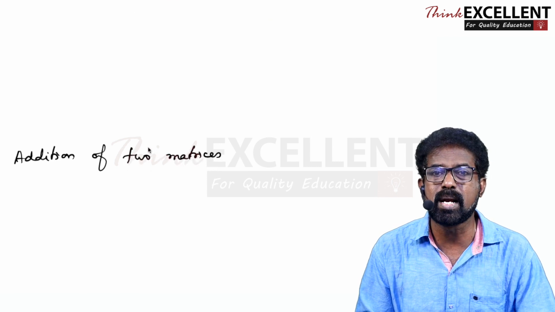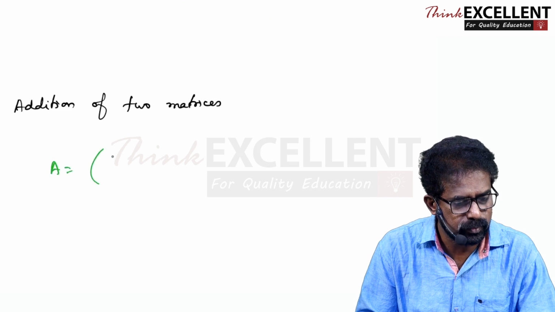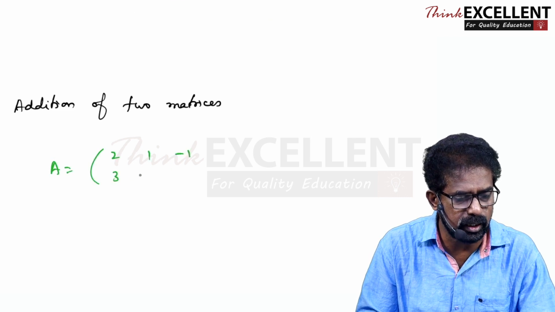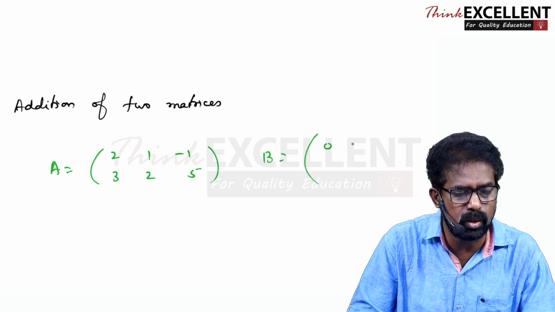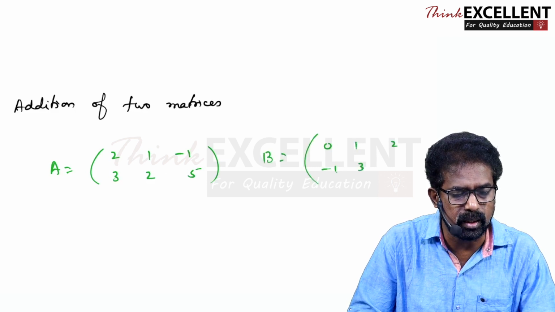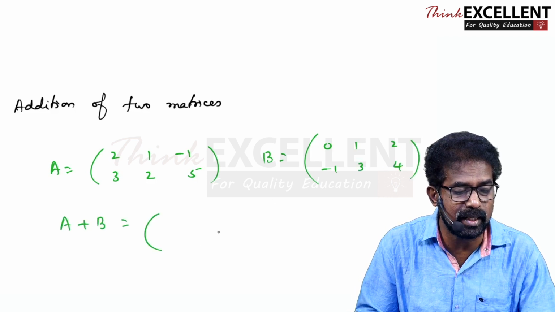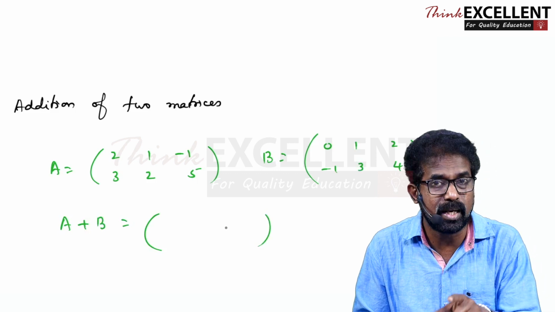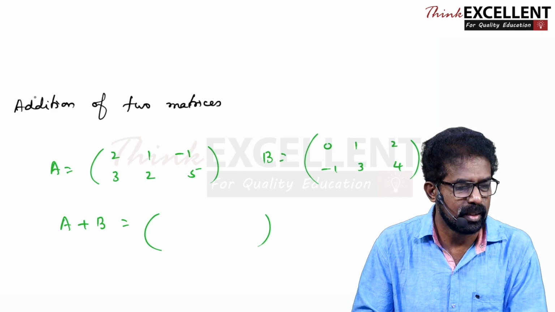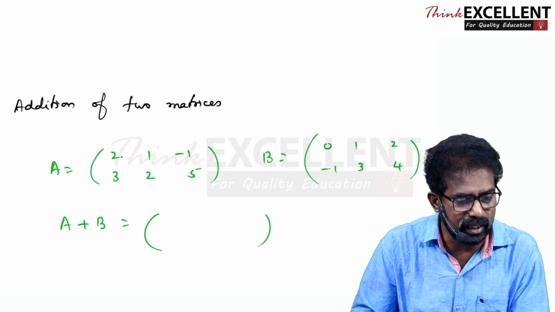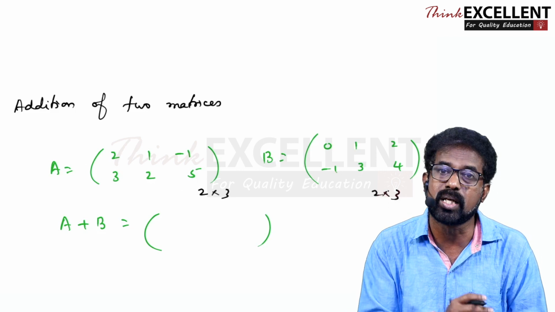Then addition of two matrices, very simple. Suppose A is a matrix 2 1 minus 1 3 2 5, and B is another matrix, say 0 1 2 minus 1 3 4. If I want to find A plus B, just add the corresponding elements. Before that, to add, the two matrices must be of the same order. Here A is a matrix of order 2 by 3, right? 2 rows 3 columns. B is of order 2 by 3, only then you can add it.